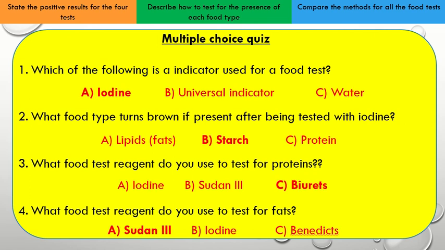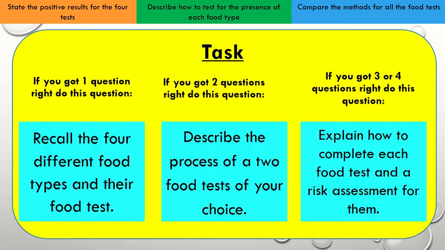You can see the answers, okay, they are in bold. So number 1 was A, number 2 was B, number 3 was C, and number 4 was A. So make sure you know how many you got of those correct, and then based off that, there are some questions for you to complete.